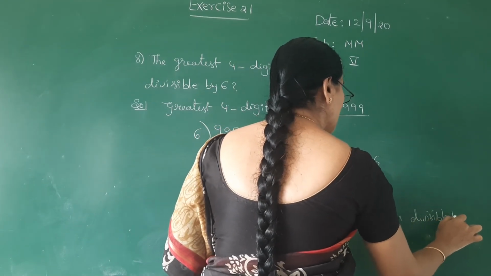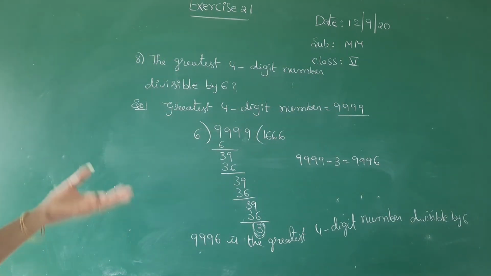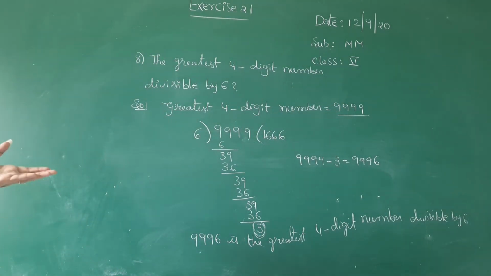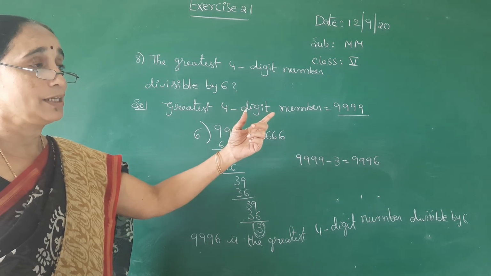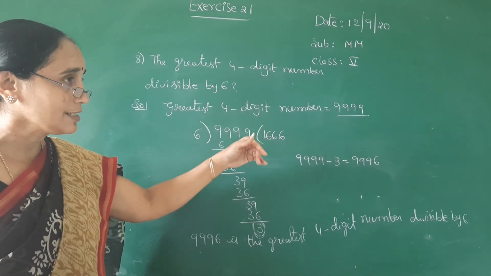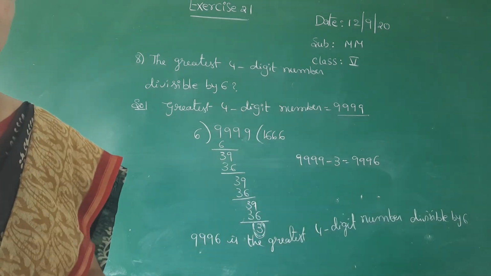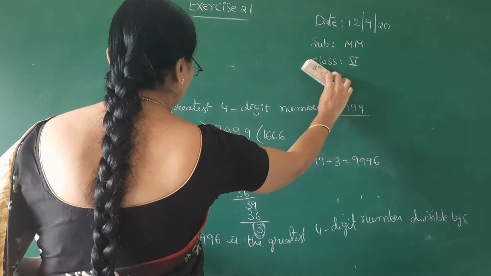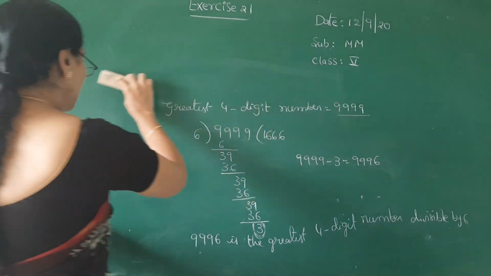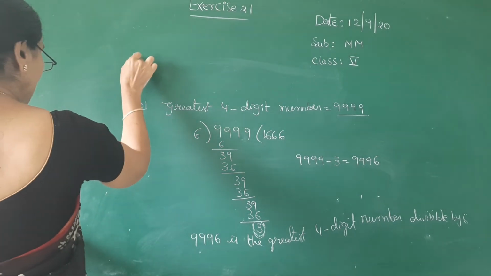If suppose they are asking for the least 4-digit number, you have to select the least 4-digit number and divide it by 6. Whatever remainder you get, you have to add to the smallest number. If they are asking for the greatest, you have to subtract. If they are asking for the least, you have to add that remainder. In the next, these types of questions also occur in this mental maths.